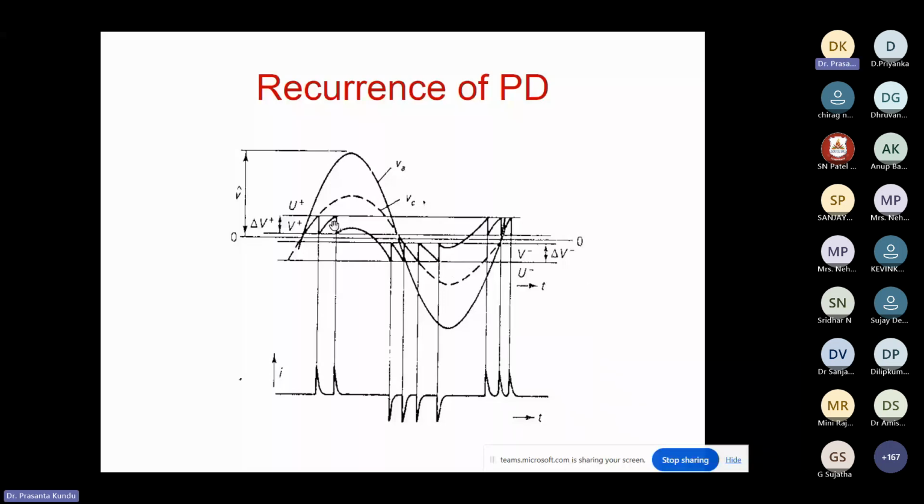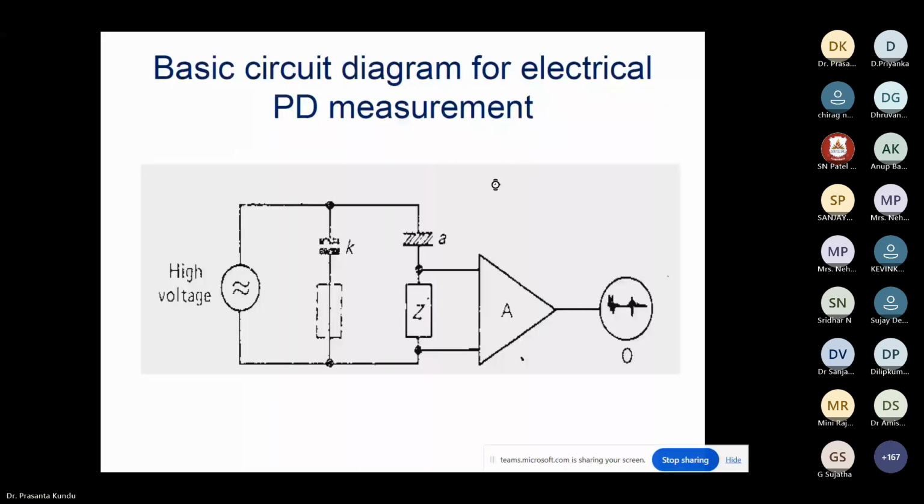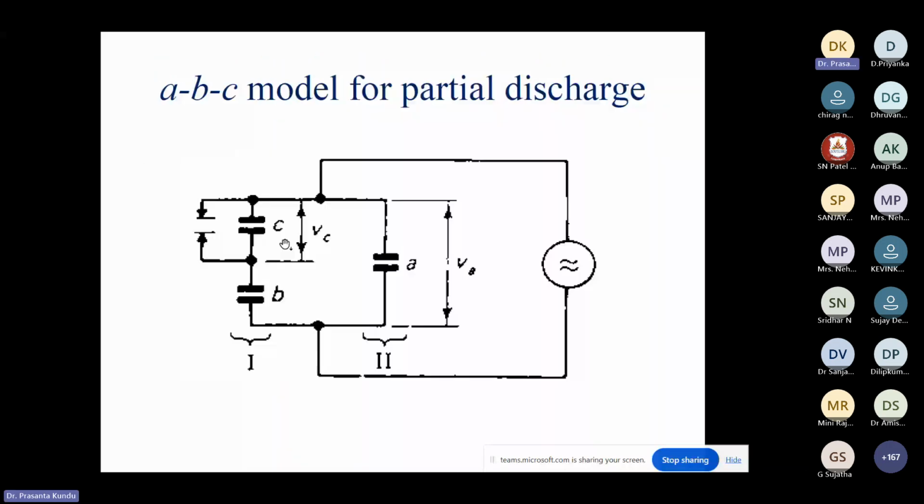So this breakdown will occur. At that time the voltage on this C capacitor, the void capacitor, will drop to 0 or a very low value, the V plus value. This is the variation of the voltages. Now, since this voltage drops to a lower value, it will be lower compared to the supply voltage. So it will circulate some amount of current.